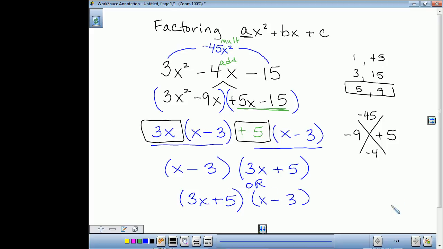So, how'd you get that minus 9x? Okay, what we did was we multiplied this term times this term. Does that make sense? And what we said was, what can you multiply to get negative 45 that you can add to get negative 4? So we thought about all those factors, and we decided it was negative 9 and positive 5. So we took that negative 4 and split it into those two things.